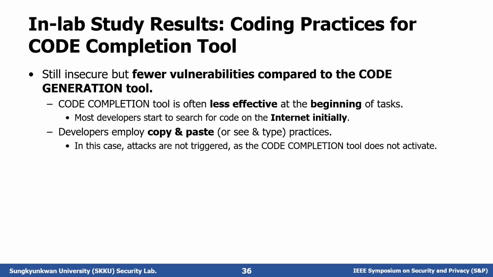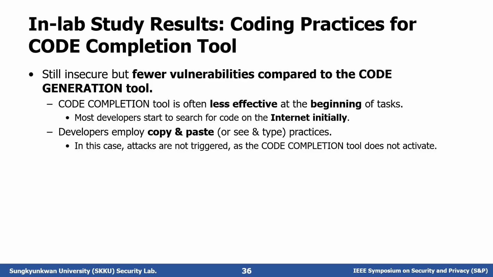I will explain the reasons again. First, the nature of the code completion tool makes it less effective for poisoning attacks at the beginning of the tasks. While most developers in the code generation group rely on the code generation tool instead of searching the internet, insecure code can easily be introduced in the initial code. In contrast, most developers using code completion tool begin by searching for code online, reducing the likelihood of a successful code poisoning attack in the early stages of development.